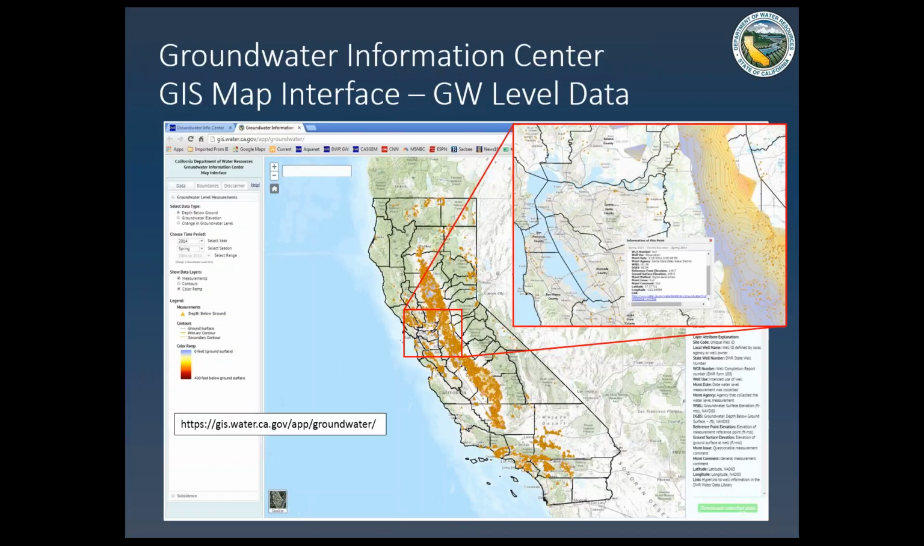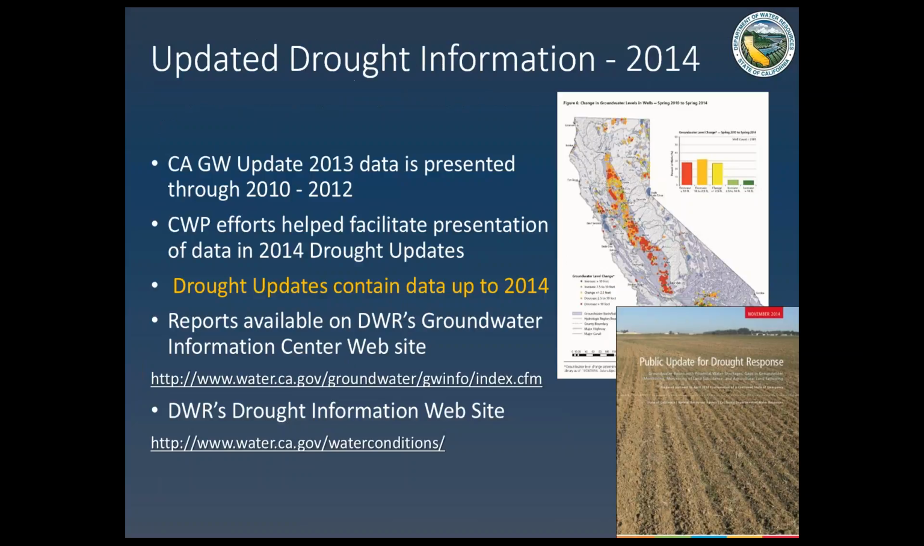This is just a small snapshot of where you can get some of this information. We have interactive maps that will allow you to look at the latest data that we received. It was just released with the spring 2014 data now, so you can create your own contours, look at groundwater levels, and various other apps, just by selecting the different data sets. We've updated a lot of the information, so you'll find more updated maps in our drought report, as you can see here, as well as reports that you can find on the Groundwater Information Center and the drought website.